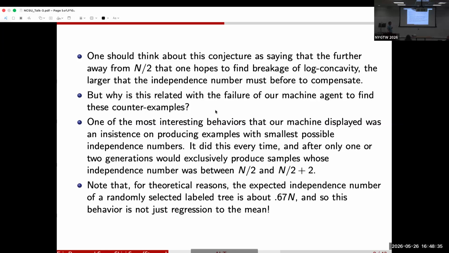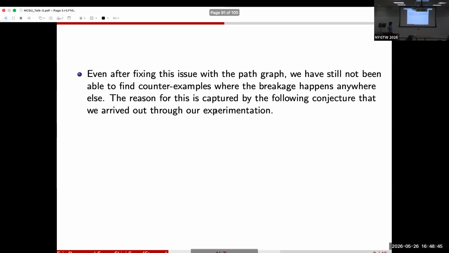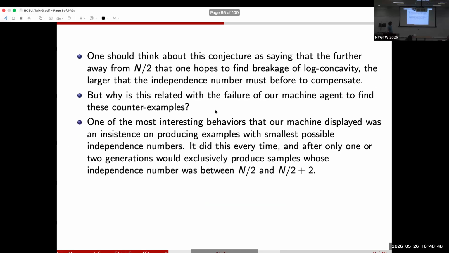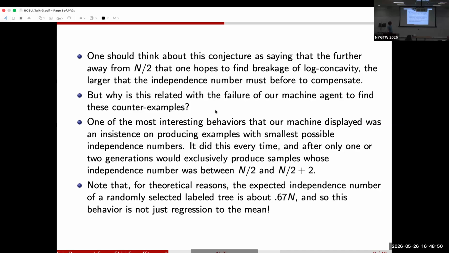And this behavior even happened after you defined the modified setup. So you were not able to find examples other than n over 2? We got n over 2 minus 1 as well. But I mean away from n over 2, asymptotically, no. So in this project, we ultimately only got counterexamples where breakage was at n over 2 or n over 2 minus 1. And again, assuming the previous conjecture, if you want to find breakages really far from n over 2, then you need independence numbers that are quite a bit larger to compensate for that.